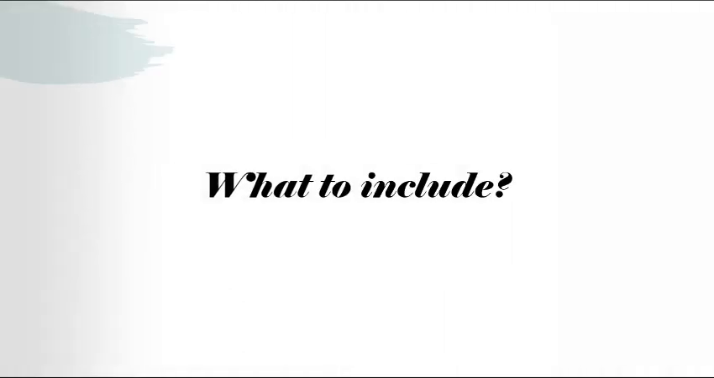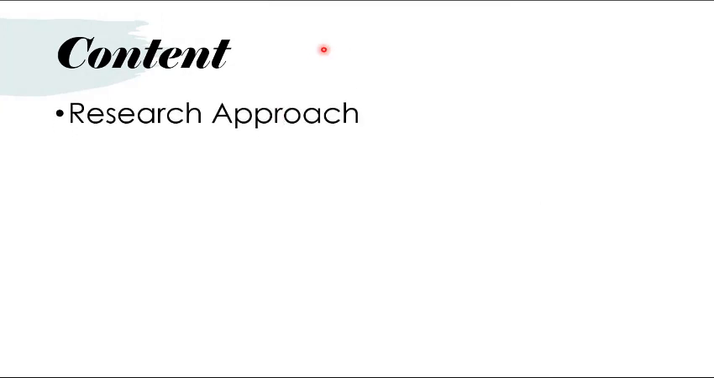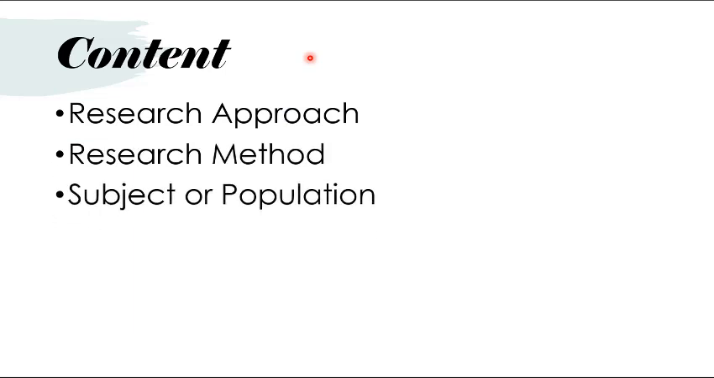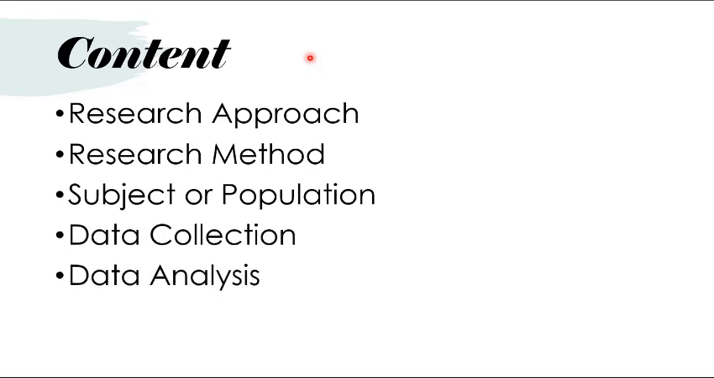Okay, for this part, what we have to consider is there are some things that we have to include. And what are they? Let's make it simple. Here we have the content is minimum. The first one is the research approach, and then we also have research method, and then we have the subject or population, and then we have also the data collection, and then the last one is the data analysis. Let's discuss the first part, the research approach.